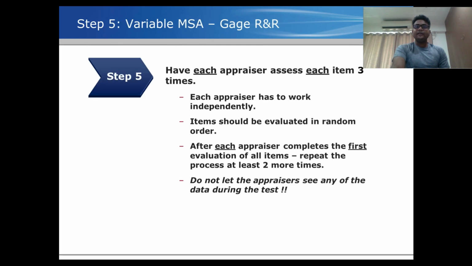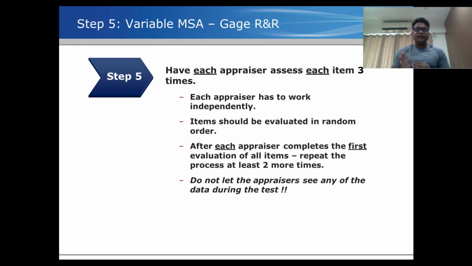Step 5, have each appraiser assess each item 3 times. So guys, in this step the operator has to measure each item 3 times: trial 1, trial 2 and trial 3. Each appraiser has to work independently. Items should be evaluated in random order.